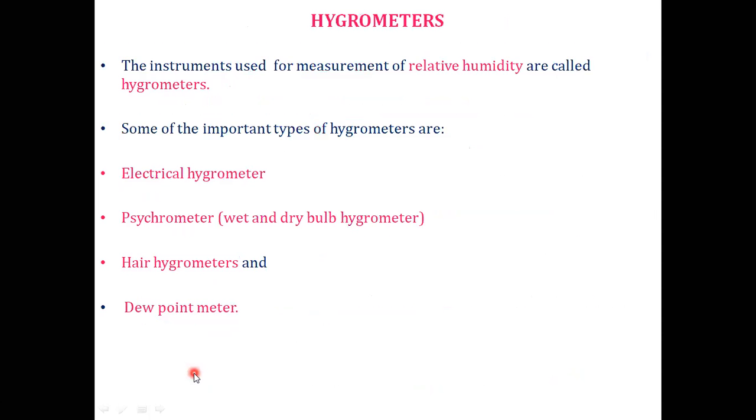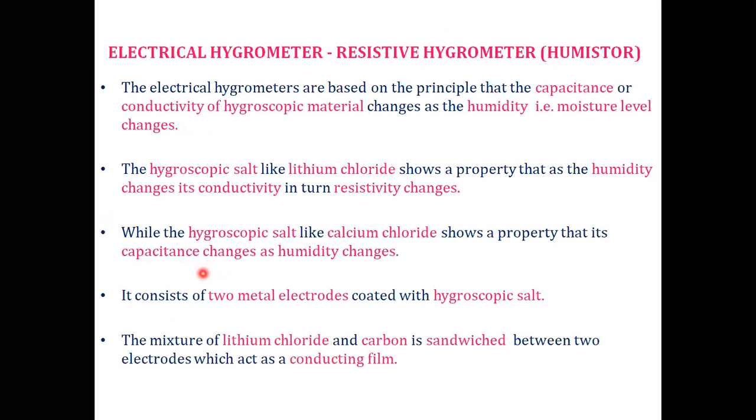And the instruments used for the measurement of relative humidity are called hygrometers. Some of the important types of hygrometers are electrical hygrometer, psychrometric, that is wet and dry bulb hygrometer, hair hygrometers, and dew point meters. There are four types of instruments for measurement of humidity. We will see these instruments.